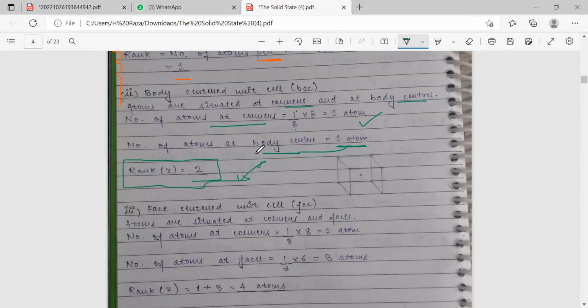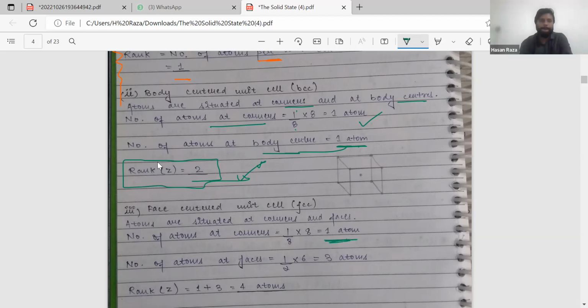Now the next question is also very easy. What is a face-centered unit cell, or FCC, face-centered cubic unit cell? Here the atoms are present at corners and at faces. At corners we know that one atom is fixed.